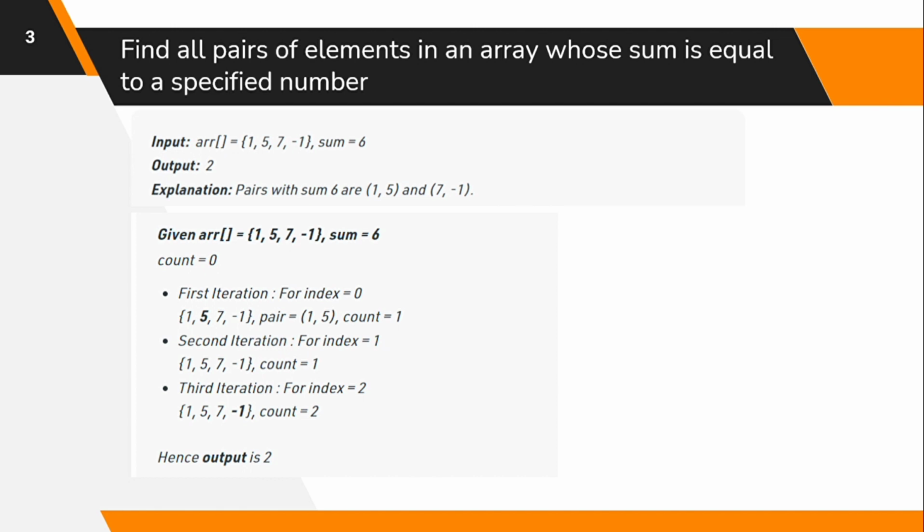Fourth iteration, index 3. Minus 1 is already considered, so skipping it and moving ahead. So we get our count equal to 2. Hence the output is 2.